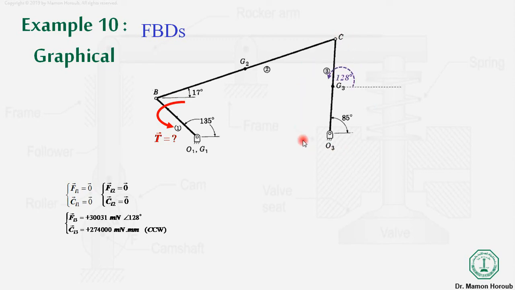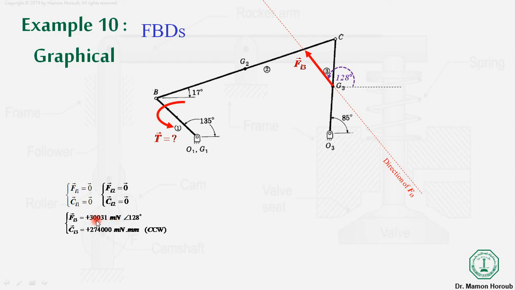So we start from the input data. This is the reactive force that is given to us, applied at 128 degrees. The direction is upward because it is positive. You can see it is applied at 128 degrees in the upward direction. Its magnitude and direction are both given, and over here we can have a scale because it is 30,000 millinewton. We can convert it into Newton by dividing by 1000.